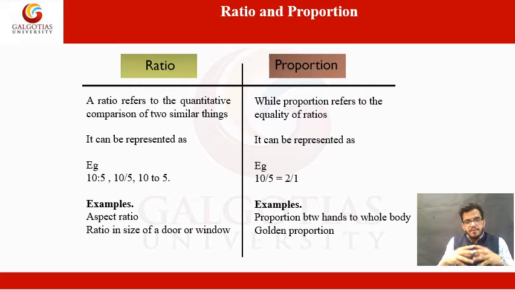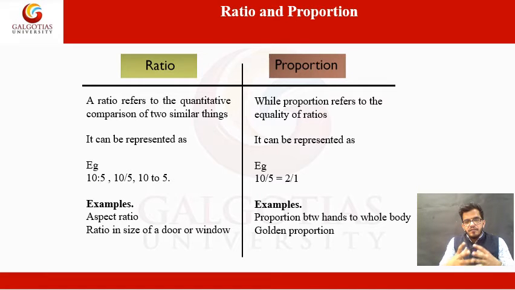So again, when we talk about the examples of ratio, we have aspect ratio or ratio in size of a door or window. There are two types of doors. One has, let's say, a width of 3 meters. Another one has a width of, let's say, 1.5 meters. So these two have a ratio of 2 is to 1 in the context of width.